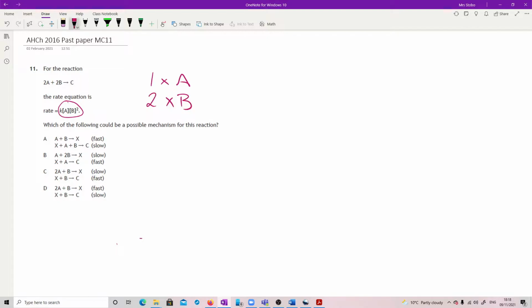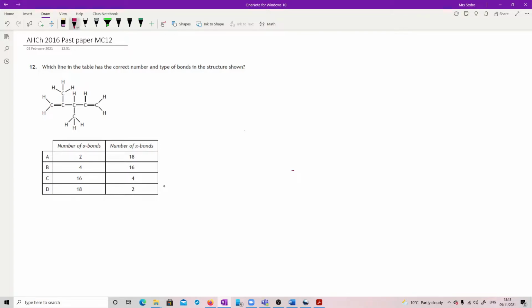So what we're looking for is a slow step that involves this, because the fast step will not be rate limiting. For A, I've only got 1A and 1B. Nope. For B, I've got 1A and 2B's. I like this one. Just to check, this one's got 2A's and 1B, so that's out. And this one has 2A's, oh sorry, that's the fast step. This has just 1B, so that would have been a rate equation saying that. Okay, so definitely B.